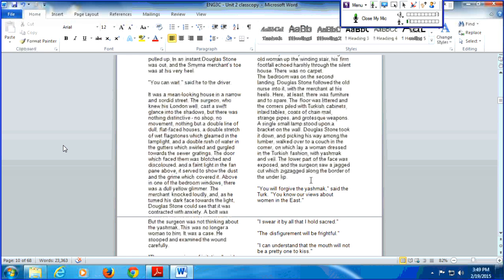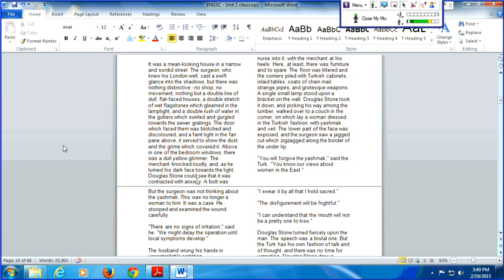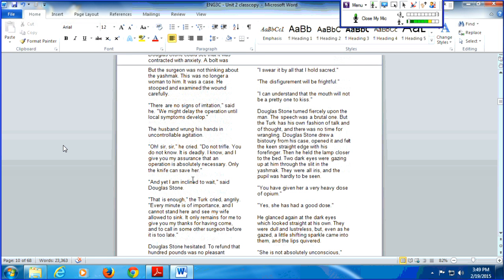Douglas Stone took it down, picking his way along the lumber, and walked over to a couch in the corner, on which lay a woman dressed in the Turkish fashion, with the yashmak and veil. The lower part of her face was exposed. The surgeon saw a jagged cut which zigzagged along the border of the underlip. "You forgive the yashmak, Doctor. You know our views about women in the East." But the surgeon was no longer thinking about the yashmak. It was no woman to him, it was a case. He stooped and examined the wound very carefully.